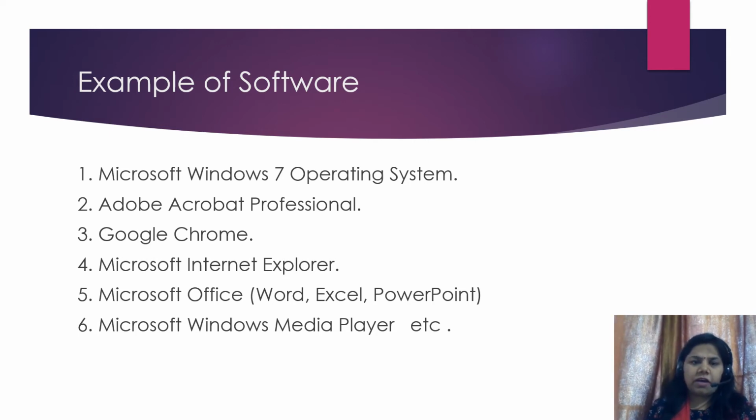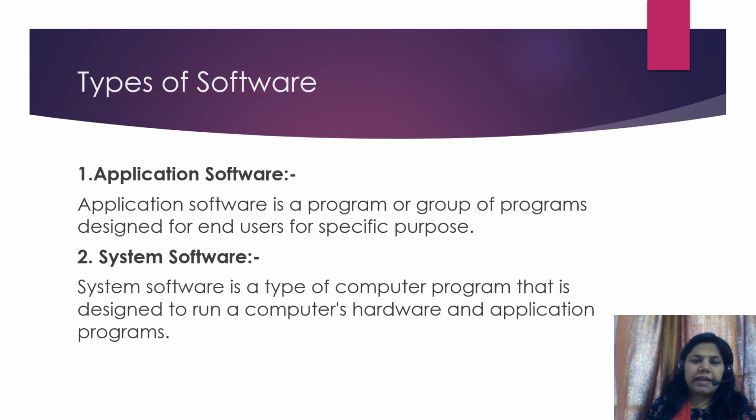So children, till now we have learned the definition of a computer, the IPO cycle, what is hardware and what is software. Now let us move further. Types of software. There are mainly two types of software. First is application software and second is system software. Application software is a program or group of programs designed for end users for a specific purpose. System software, what is system software? It is a type of computer software that is designed to run the computer hardware and application programs.